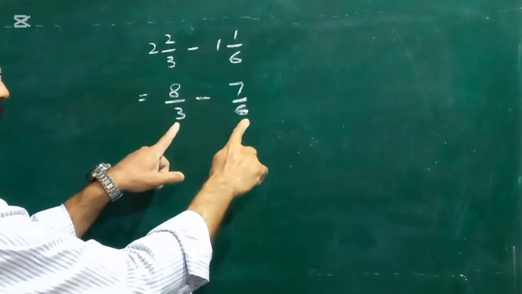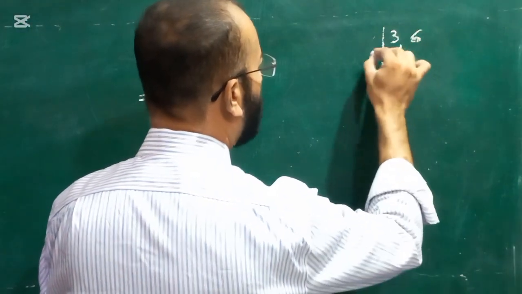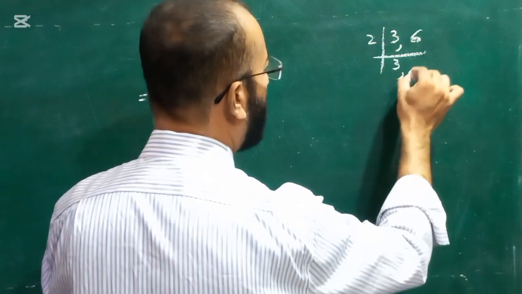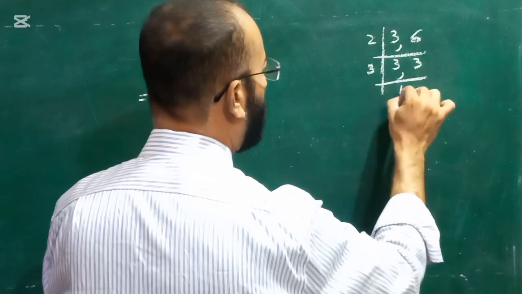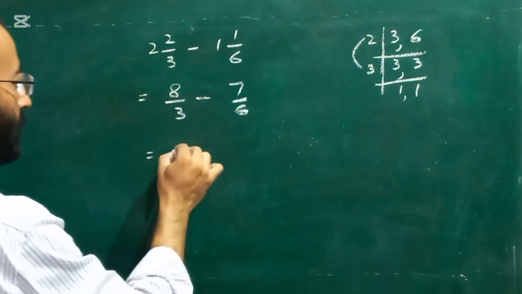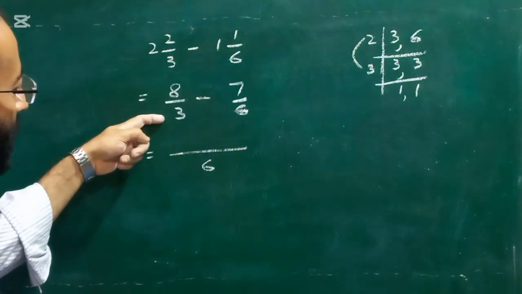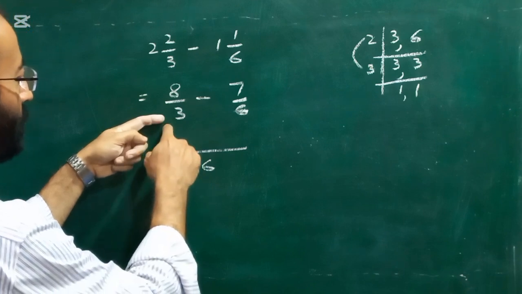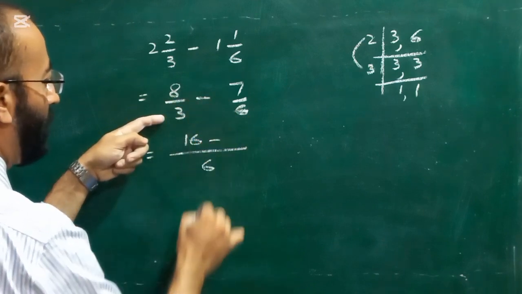Now take the LCM of the denominators, 3 and 6. In the table of 2, 6 comes, but 3 does not, so 3 comes down as it is, and 2 3s are 6. In the table of 3, 3 ones are 3 and 3 twos are 6. So the LCM is 6, and 6 will be placed in the denominator. Now read the table of the denominator of the first fraction up to the number where 6 comes: 3 twos are 6, and 2 will be multiplied with the numerator. So 16 is here. The minus sign remains as it is.